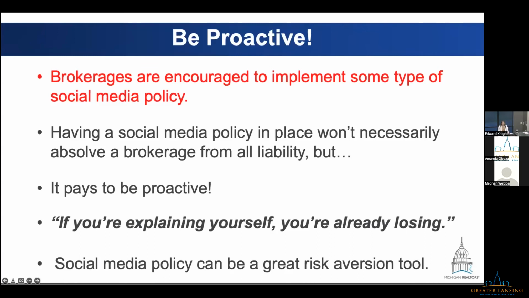Again, it's not a get out of jail free card, right? It's not this magic wand that we wave and we say, well, there's a social media policy in place, so we're not going to be liable for anything. It doesn't work like that, but it's definitely a preemptive measure that if it's used the right way, and if it really becomes part of the brokerage culture, it can help agents avoid fair housing violations and code of ethics violations and other social media blunders that create liability for everybody.